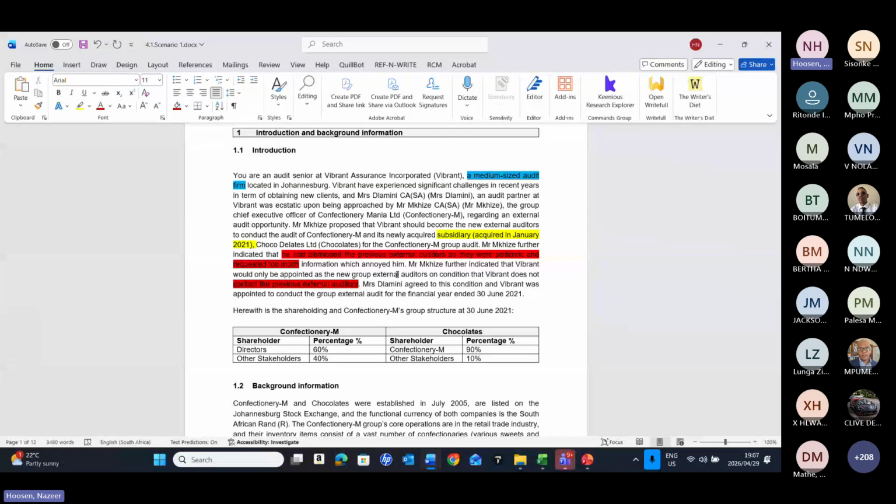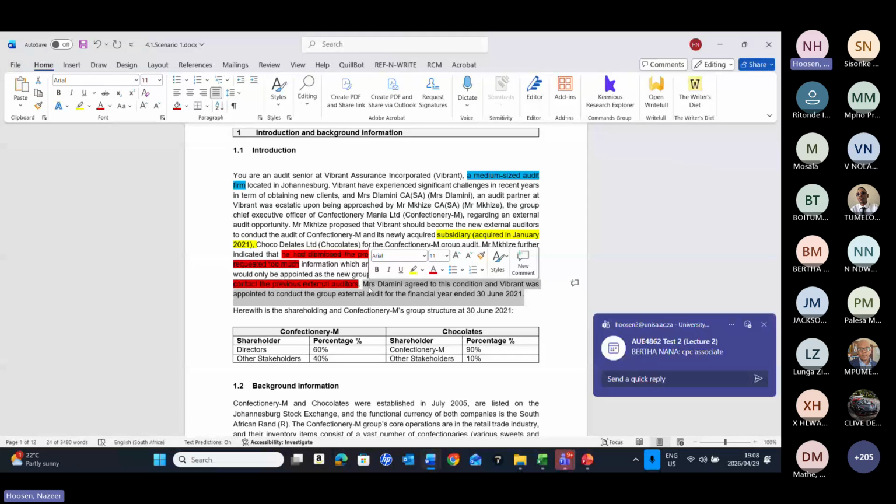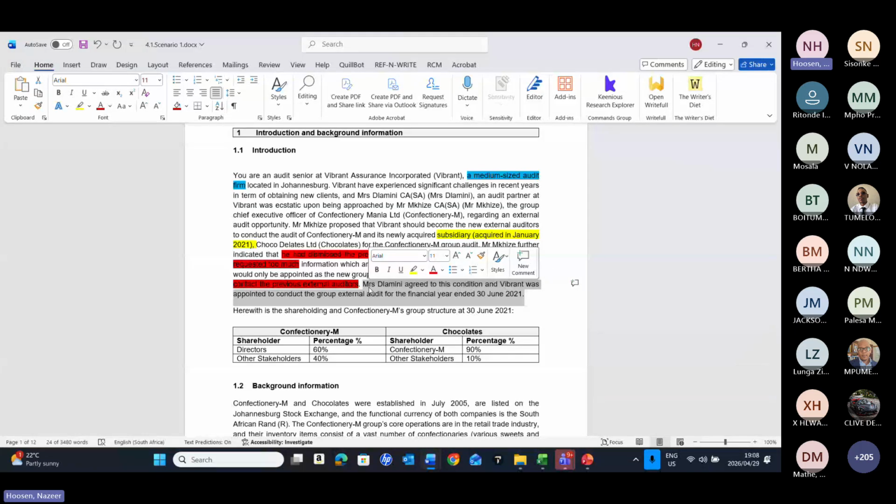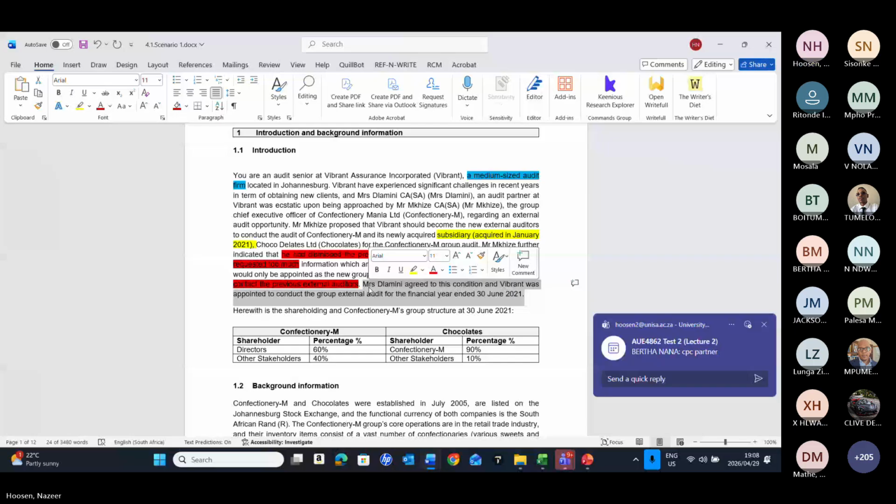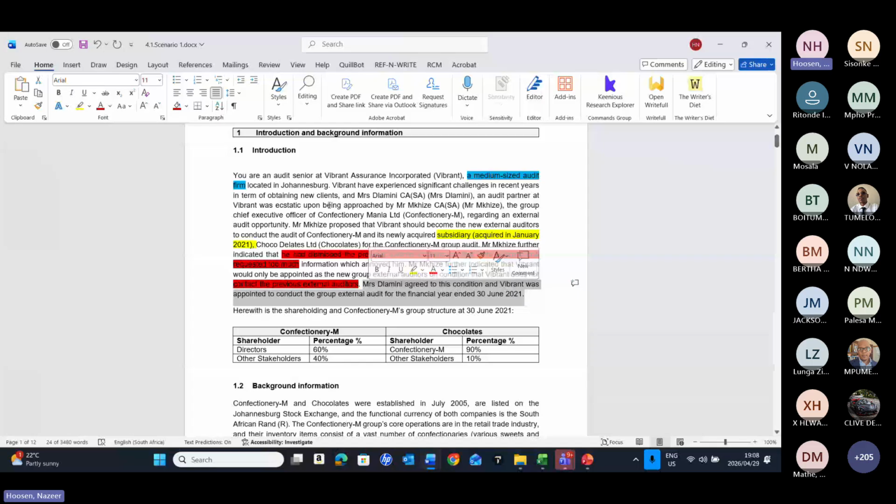Mrs. Dlamini agreed to this condition and Vibrant was appointed to conduct the group external audit for the financial year. So now we also need to see whether Mrs. Dlamini is adhering to certain laws and regulations. So where we have an audit personnel such as Mrs. Dlamini, and who is Mrs. Dlamini in this instance? Anybody? Mrs. Dlamini is the audit partner. She's a partner. So it will affect CPC as well.